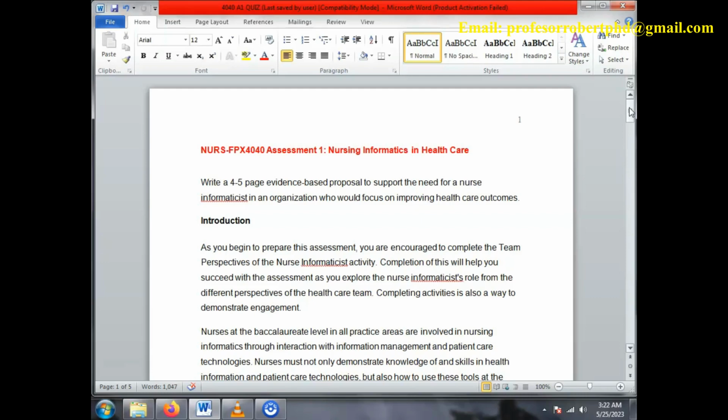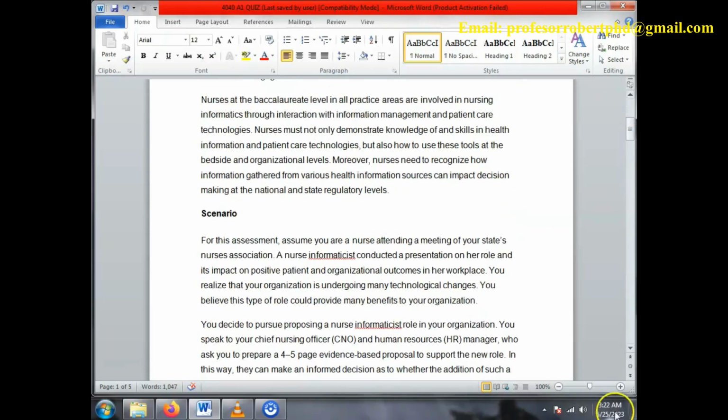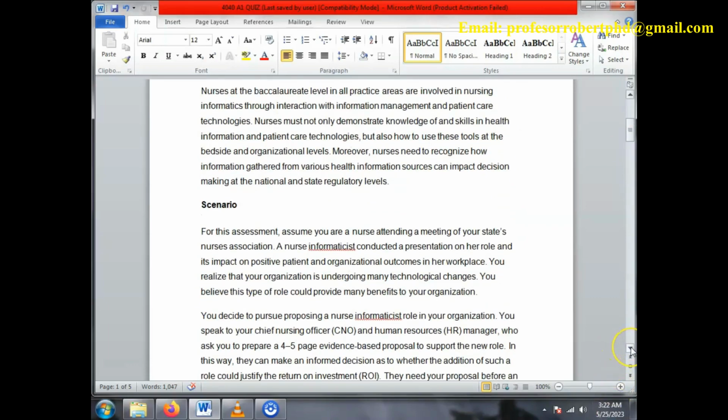Nurses at the baccalaureate level in all practice areas are involved in nursing informatics through interaction with information management and patient care technologies. Nurses must not only demonstrate knowledge of and skills in health information and patient care technologies, but also how to use these tools at the bedside and organizational levels. Moreover, nurses need to recognize how information gathered from various health information sources can impact decision-making at the national and state regulatory levels.